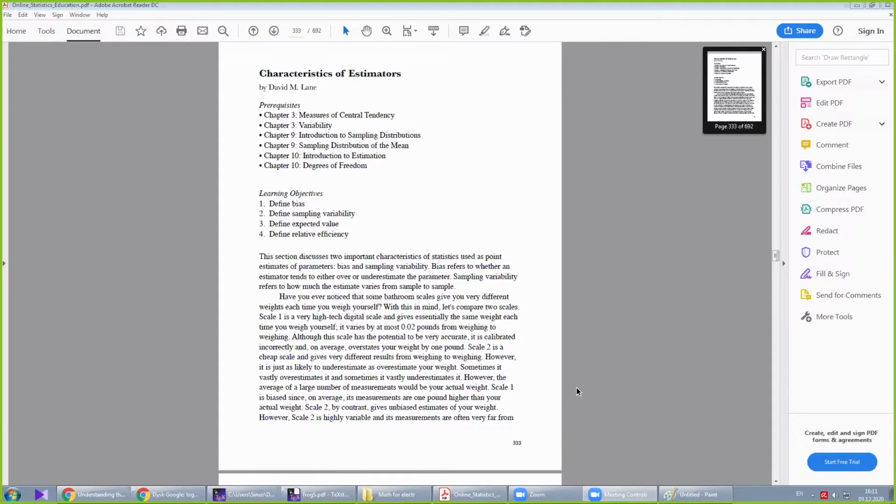Then you have another scale, which is a normal, mechanical scale, and it gives you different results each time, with much higher variability than 0.02. However, on average, it is accurate, right?